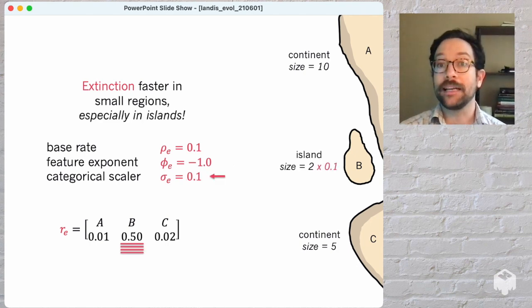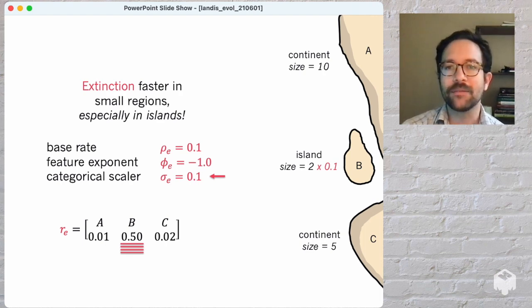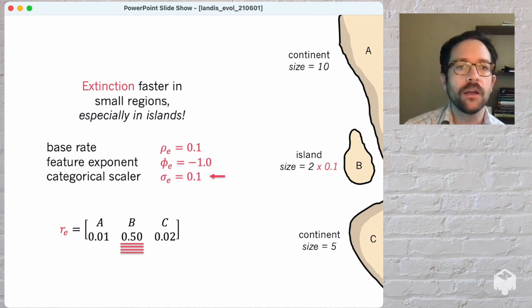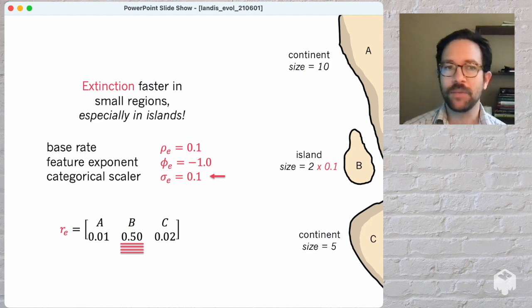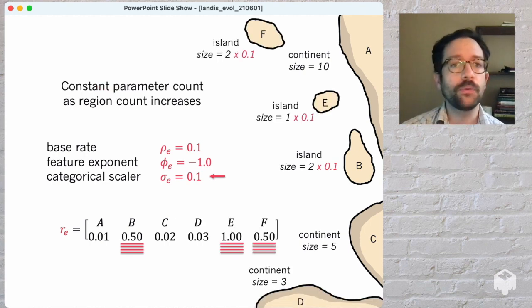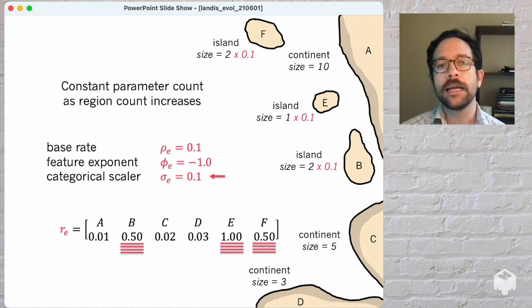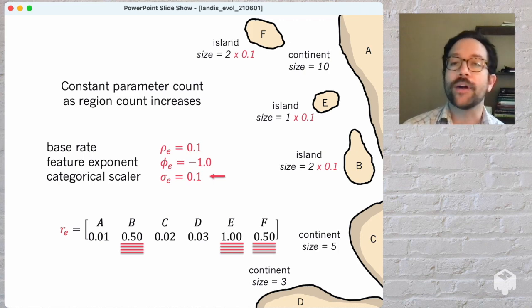There's a categorical scalar which would say that regions of a certain type, say islands, would effectively have a different size compared to other counterparts like the continents. Here, the island size is effectively a tenth the size of a continent of equivalent size, and this causes the extinction rate for B to become even larger. And what's cool about this model is that with three parameters, I can now control variation with respect to these regional features for any number of regions, yet always using three parameters.